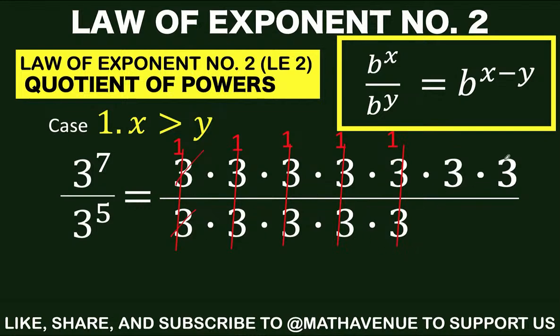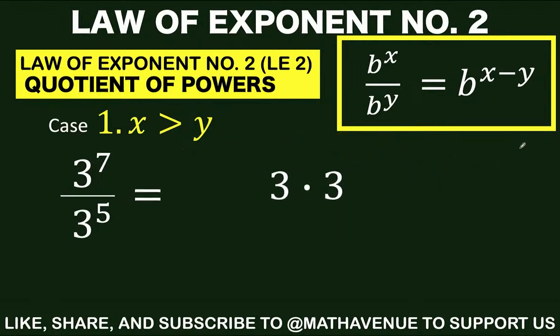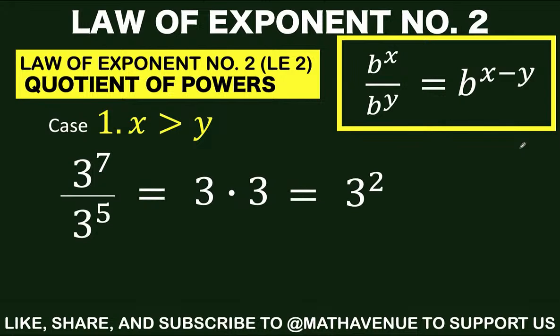And therefore, what's left now would be this 3 times 3, which can be written as 3 squared. So what happened? From 3 to the 7th divided by 3 to the 5th to arrive at 3 to the 2nd, what we did was we subtract this exponent 7 minus 5 in order to get this exponent 2. So it now looks like that. And that is now what we mean by this law of exponent number 2.